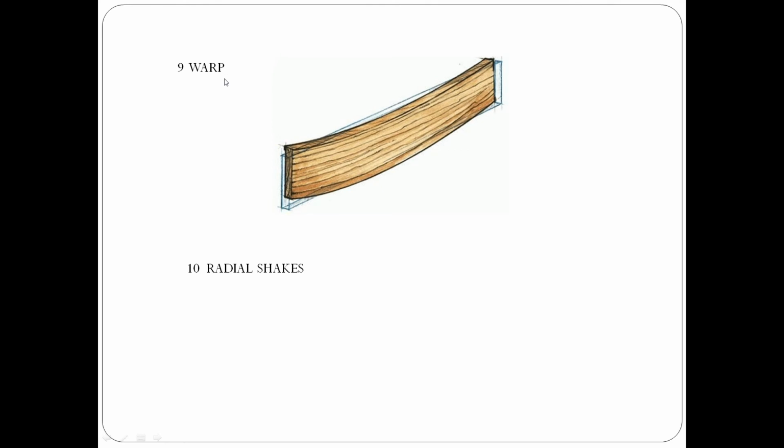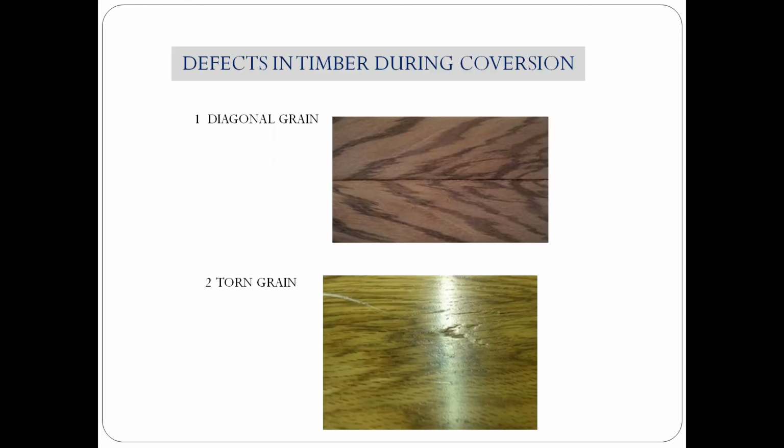Next one is warp. Warping is the loss of shape of wood due to stresses developed during drying. Cupping, bowing, twisting of wood come under warping. Last one is radial shakes. Radial shakes develop after the trees are felled and exposed to the sun for seasoning. In this case, the cracks run radially from bark to the pith through annual rings.